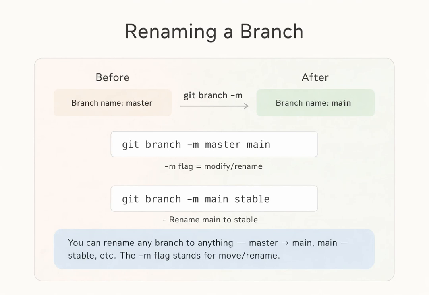For example, many projects are moving away from calling the main branch master and renaming it to main. Or maybe you want to call it stable to indicate it's the production-ready version. You can do this easily with git branch -m, where -m stands for move or modify. It's the rename flag. So git branch -m master main renames master to main. And if you later want to rename main to stable, you'd run git branch -m main stable. It's that straightforward. This is a non-destructive operation. You're just changing the label, not the commits or the history inside the branch.